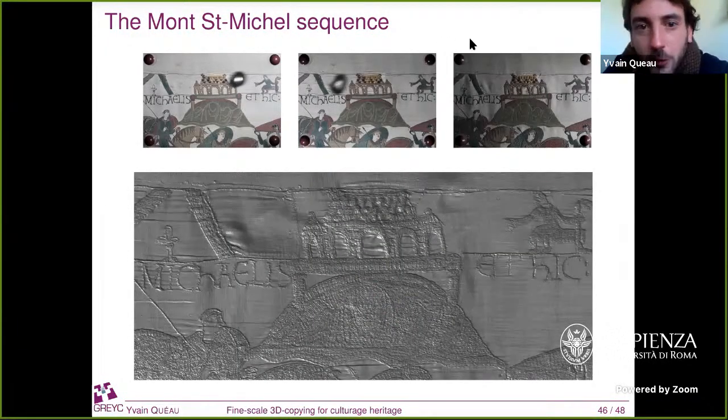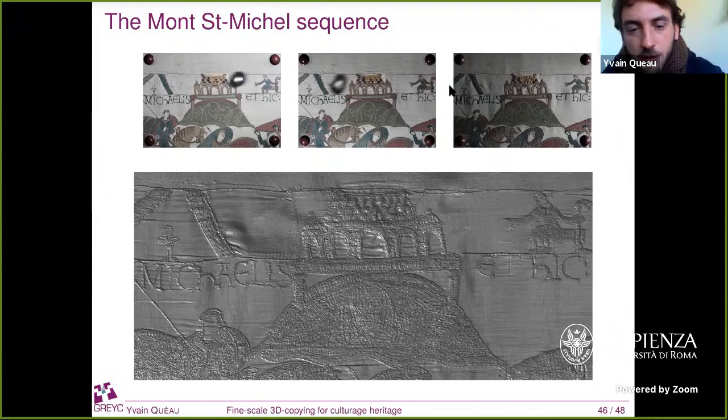Here's a result on another sequence, which is the Mont Saint-Michel, which is also pictured in the tapestry. On the top, you have three images that were captured, and on the bottom, the 3D reconstruction itself. You can see that it really exhibits the fine-scale details and a difference of texture between, for instance, the mountain, the castle, and the background.